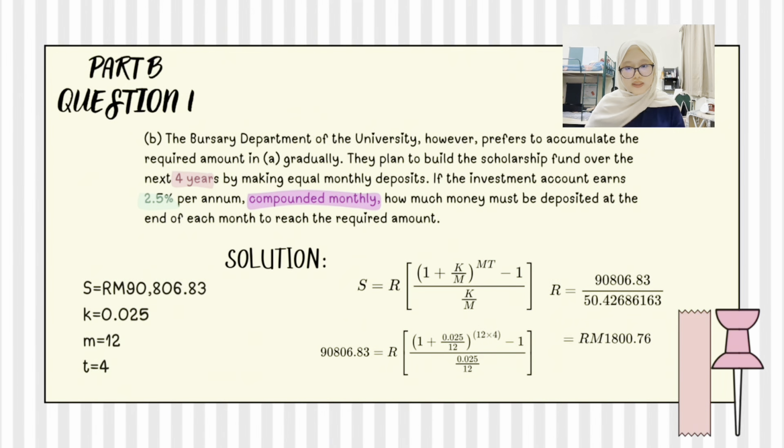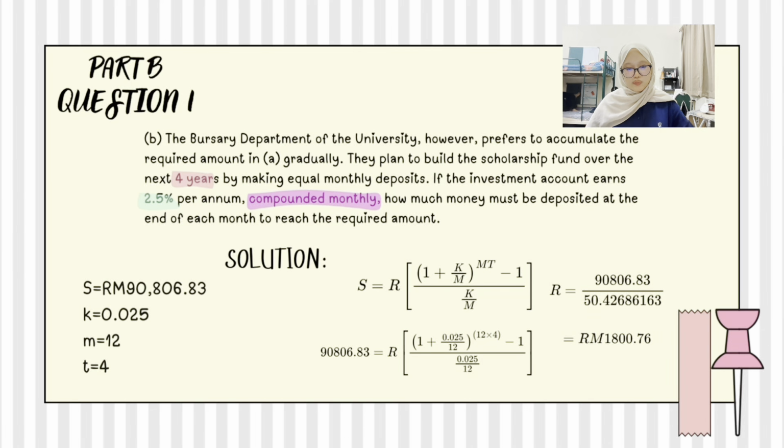For part B, the bursary department of the university, however, prefers to accumulate the required amount in A gradually. They plan to build the scholarship fund over the next 4 years by making equal monthly deposits. If the investment account earns 2.5% per annum, compound monthly, how much money must be deposited at the end of each month to reach the required amount?